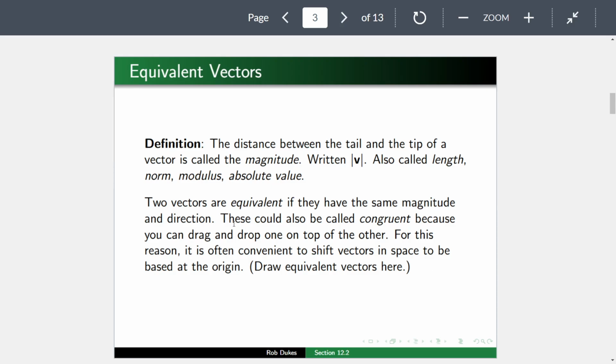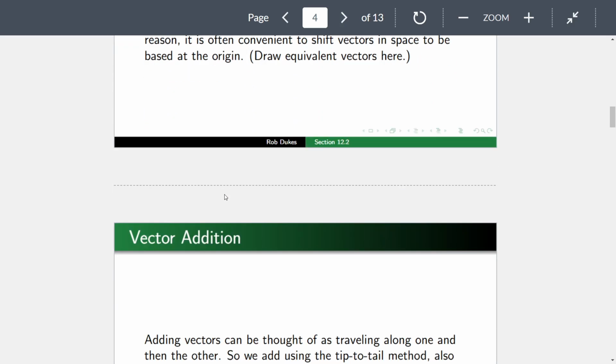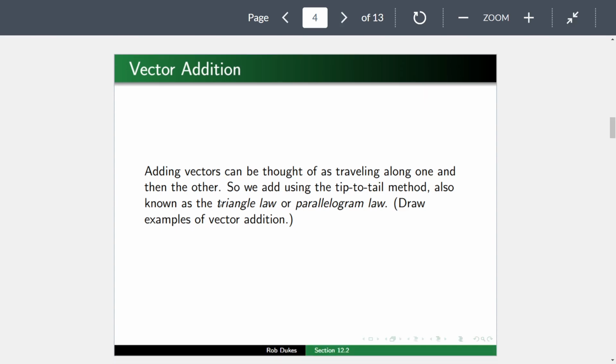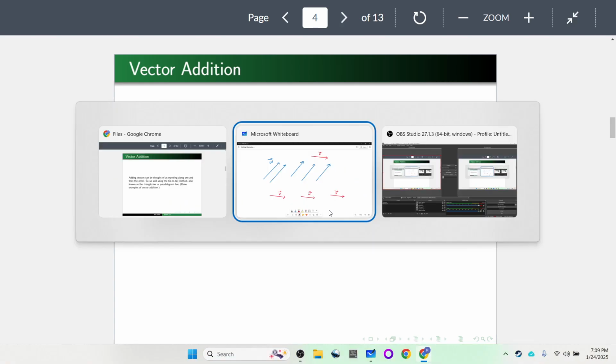Okay. So, we now say, well, what does it mean to add vectors? Well, the way I think of it is as traveling directions. Your first vector gives you a direction and a distance to walk. And then when you finish that, you start on the next one. So you can draw this using the tip-to-tail method. And this can also be called the triangle law or the parallelogram law.